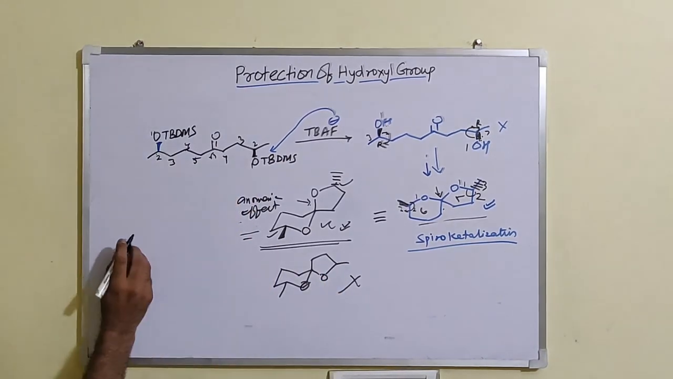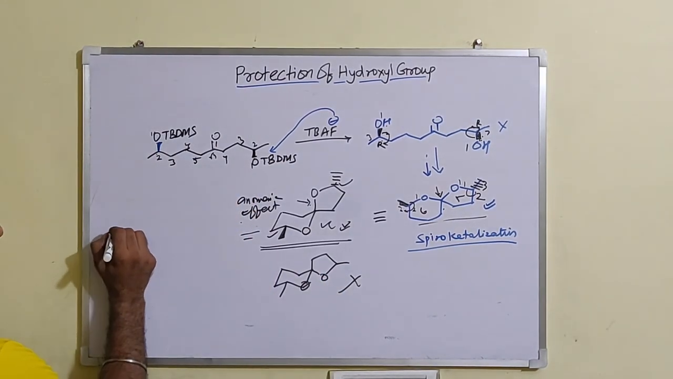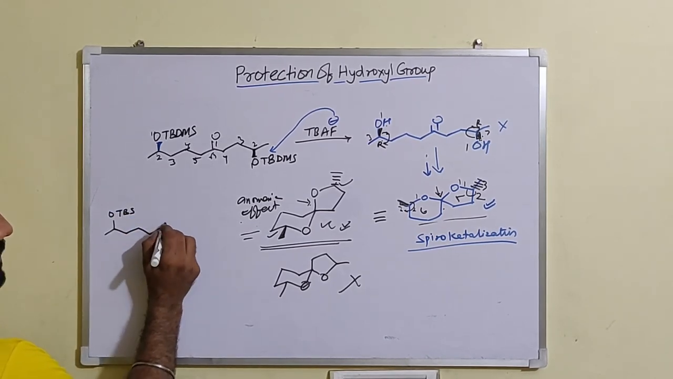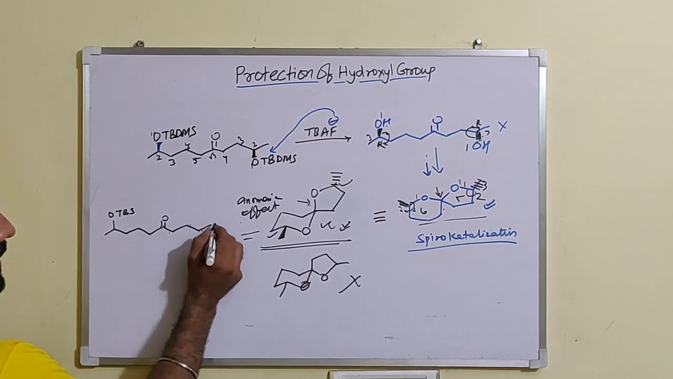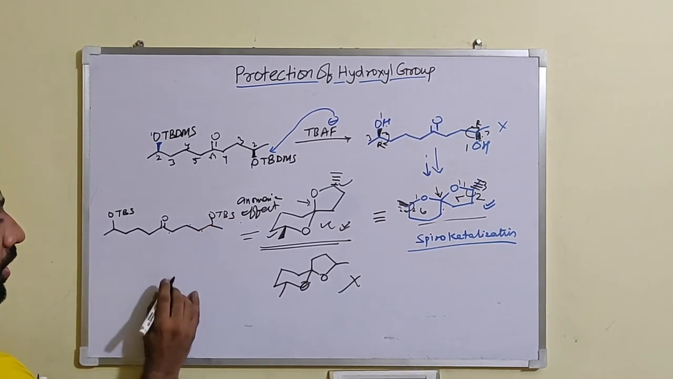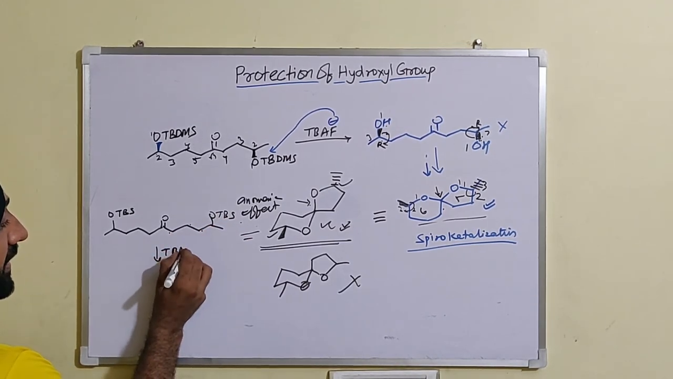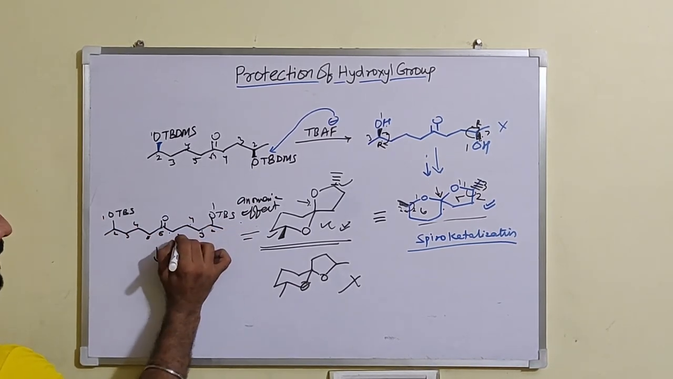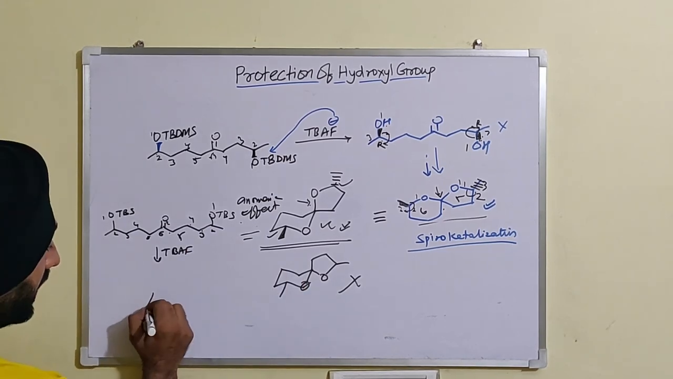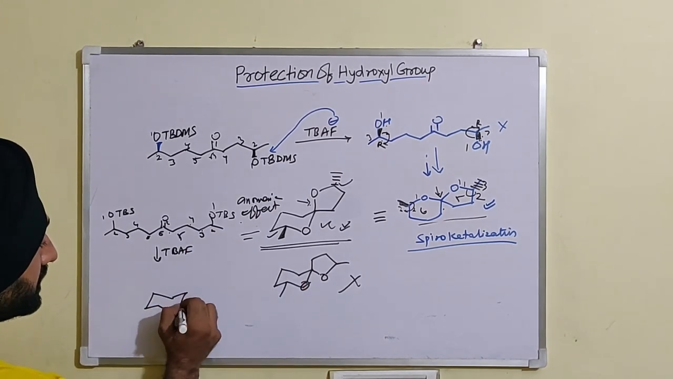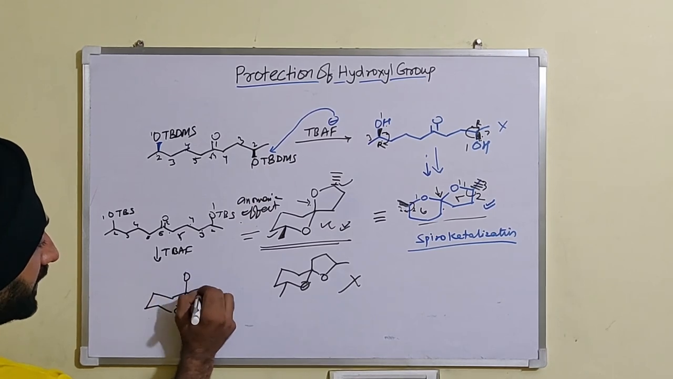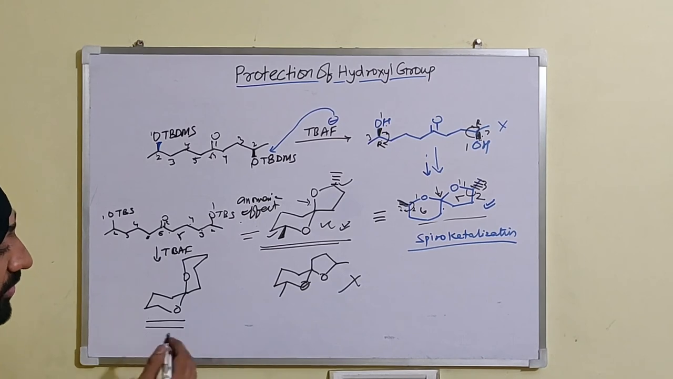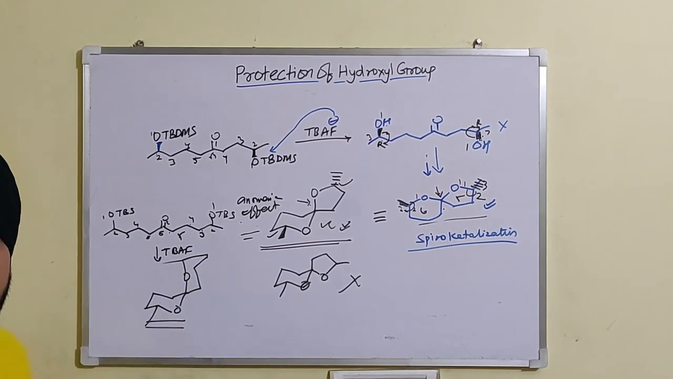Suppose instead of this one, if we extend it by one more and make it OTBS, 1 2 3, 1 2 3, and inside we treat it with TBDPS, now how many do we have? 1 2 3 4 5 6, 1 2 3 4 5 6. So in this case what will be formed? This is going to be the product that you are going to get in this particular case.